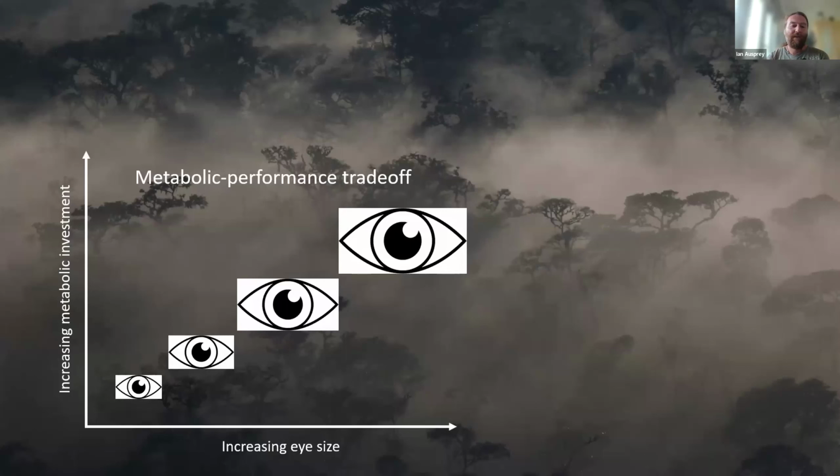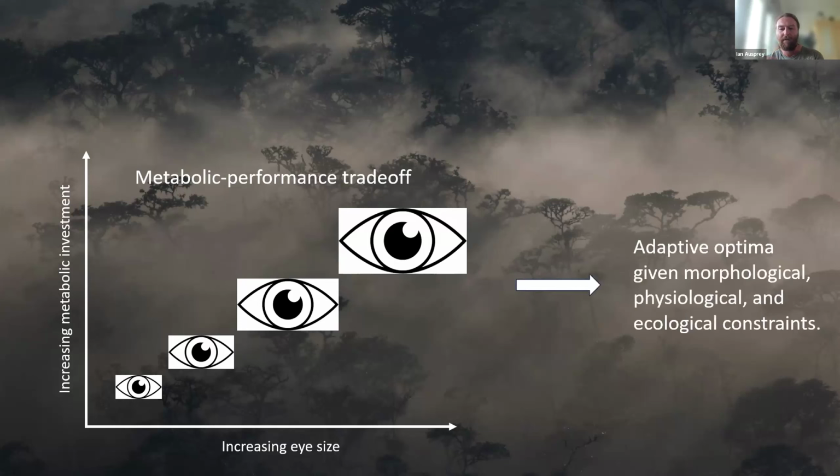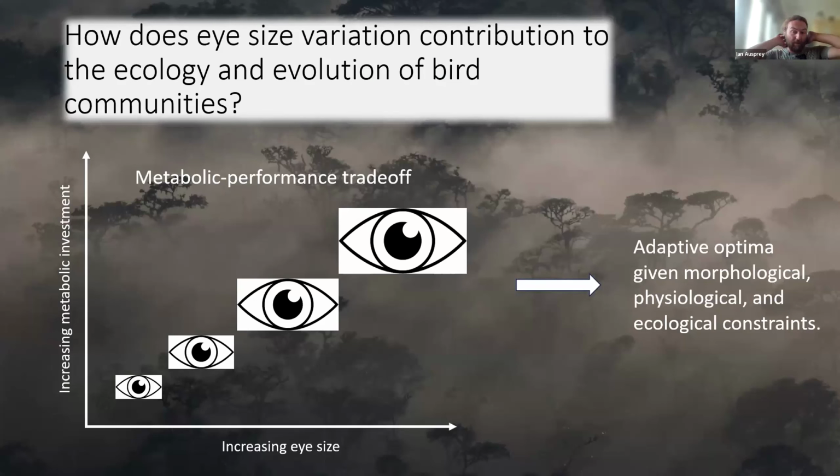But the important thing to understand is there also exists a metabolic performance trade-off between eye size and metabolic investment. Eyes are very metabolically expensive organs to maintain. So as eye size increases, it requires an increased metabolic investment. This means that we would expect the evolution of adaptive optima given different morphological, physiological and ecological constraints. And so I've been really interested in understanding how eye size variation contributes to the ecology and evolution of bird communities across the avian tree of life.